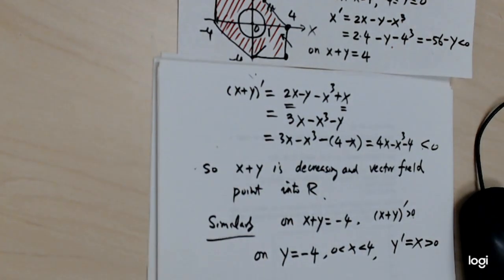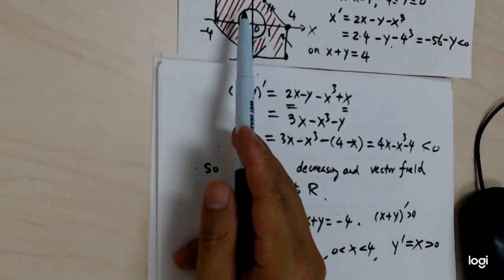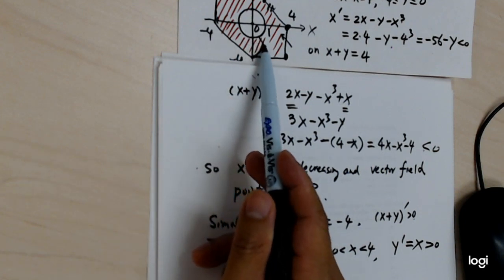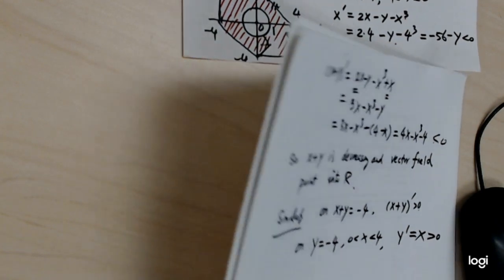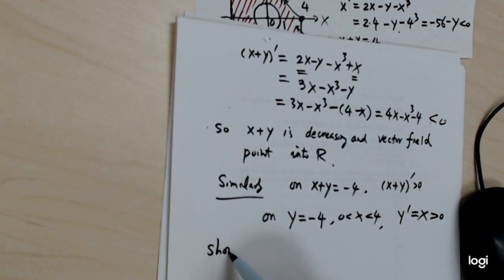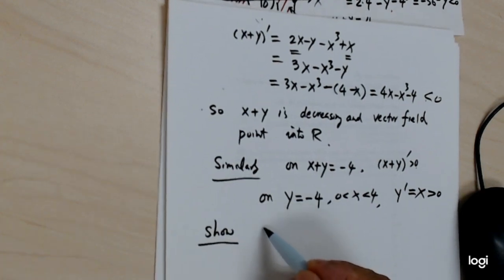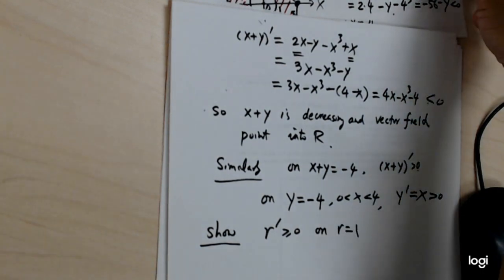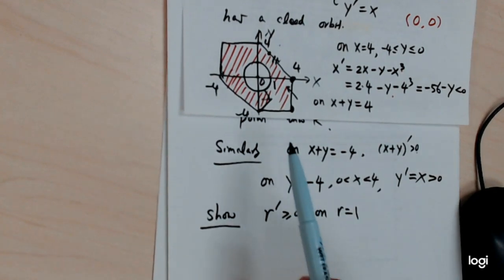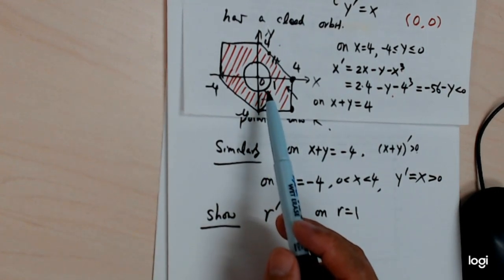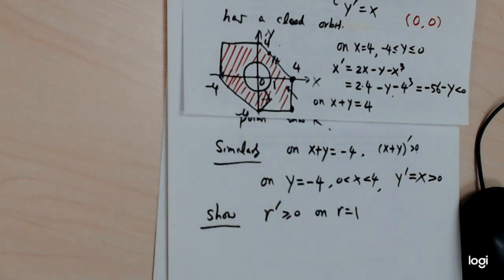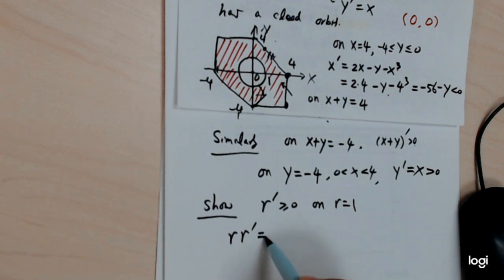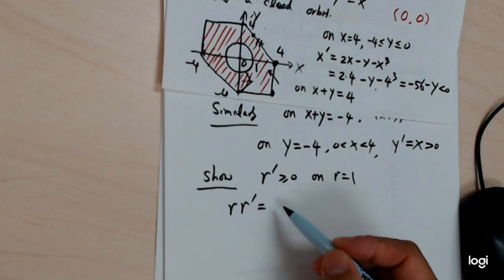Finally, I'd like to show that along this unit circle, the trajectory will also point inside. How are we going to show this? We're going to convert this into polar coordinates. I want to show r prime is greater than or equal to 0 on r equal to 1. When r is 1, I want to show r prime is positive. In other words, the distance to the origin will increase, so it'll point outward. This is a standard equation for r prime that you can verify yourself when you do polar coordinates.